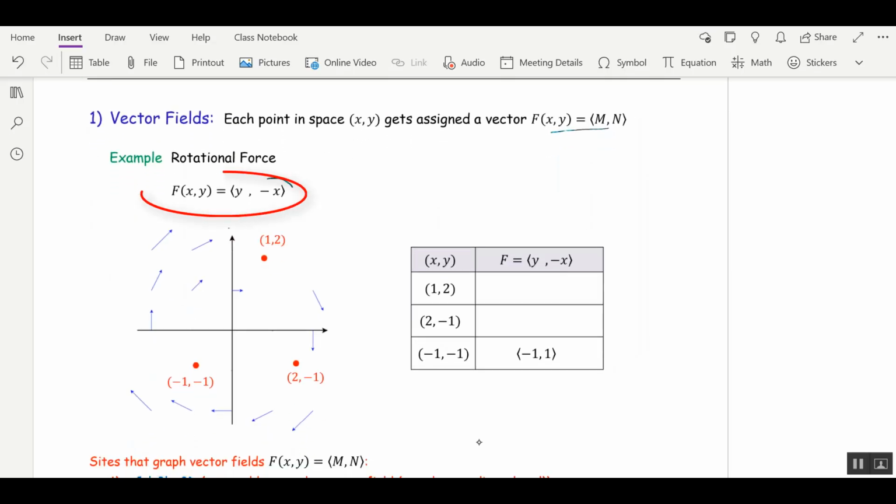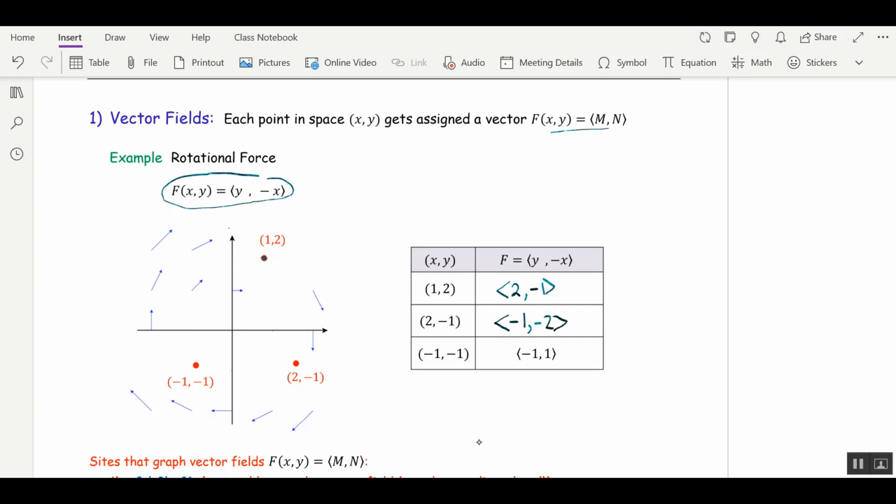This is the formula, and below I have a sketch of the vector field, and I want to just show you where those arrows are coming from. So suppose we had to fill out this vector field on our own. If we go to the point 1, 2 in the plane, then we compute f of 1, 2, and that gives us the vector 2, negative 1. And then if we go to the point 2, negative 1, that gives us negative 1, negative 2.